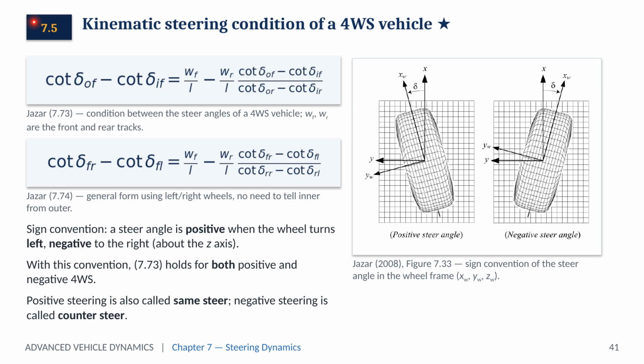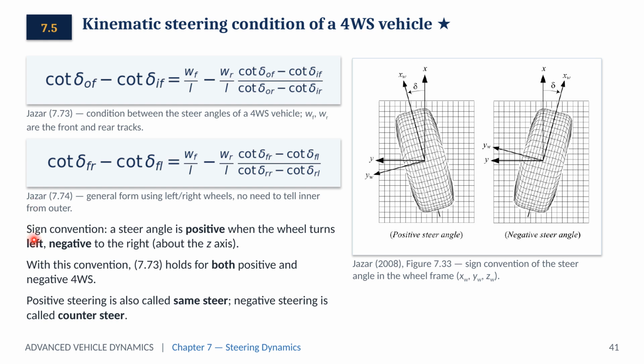Equation 7.73 is the condition linking the steer angles of a 4Ws vehicle, where WF and WR are the front and the rear track. Equation 7.74 rewrites it for the left and the right wheel, so we never have to decide which wheel is inner and which is outer.